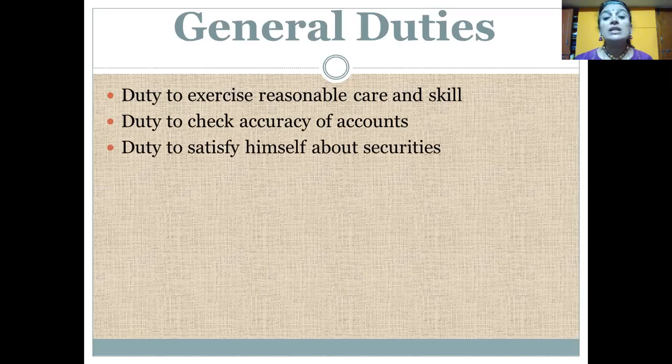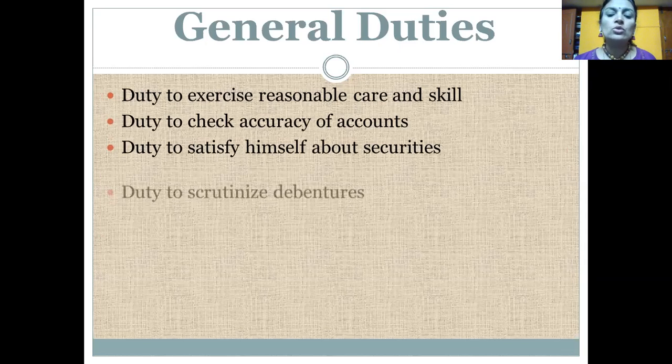Duty to satisfy himself about securities. How many securities are there? What type of securities are there? To what extent he is secured? He has to take care of it.